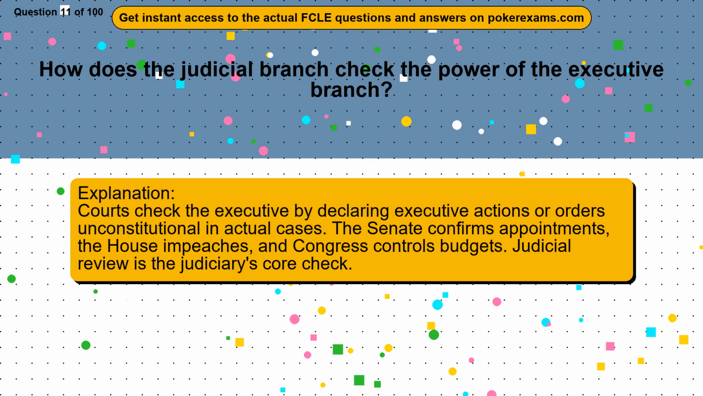Courts check the executive by declaring executive actions or orders unconstitutional in actual cases. The Senate confirms appointments, the House impeaches, and Congress controls budgets. Judicial review is the judiciary's core check.